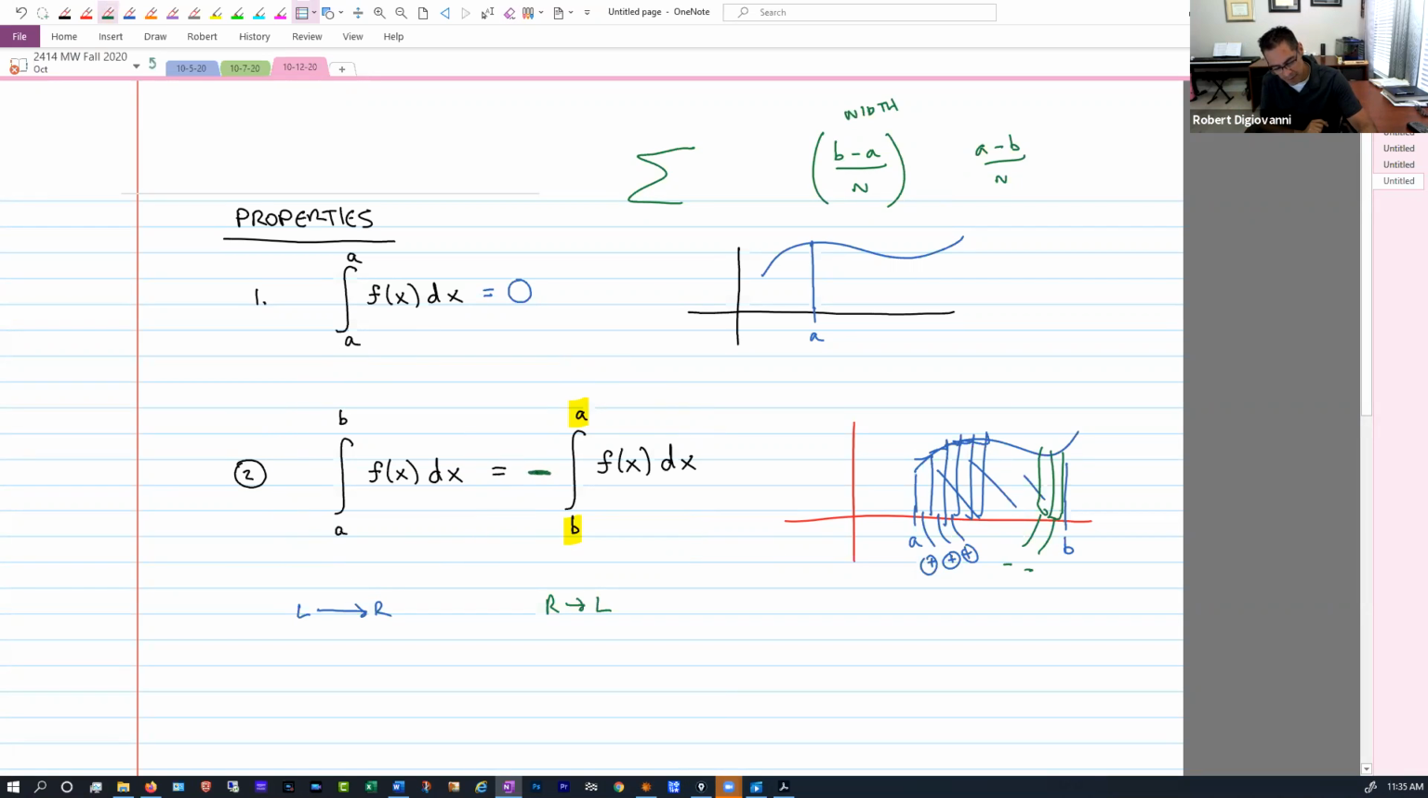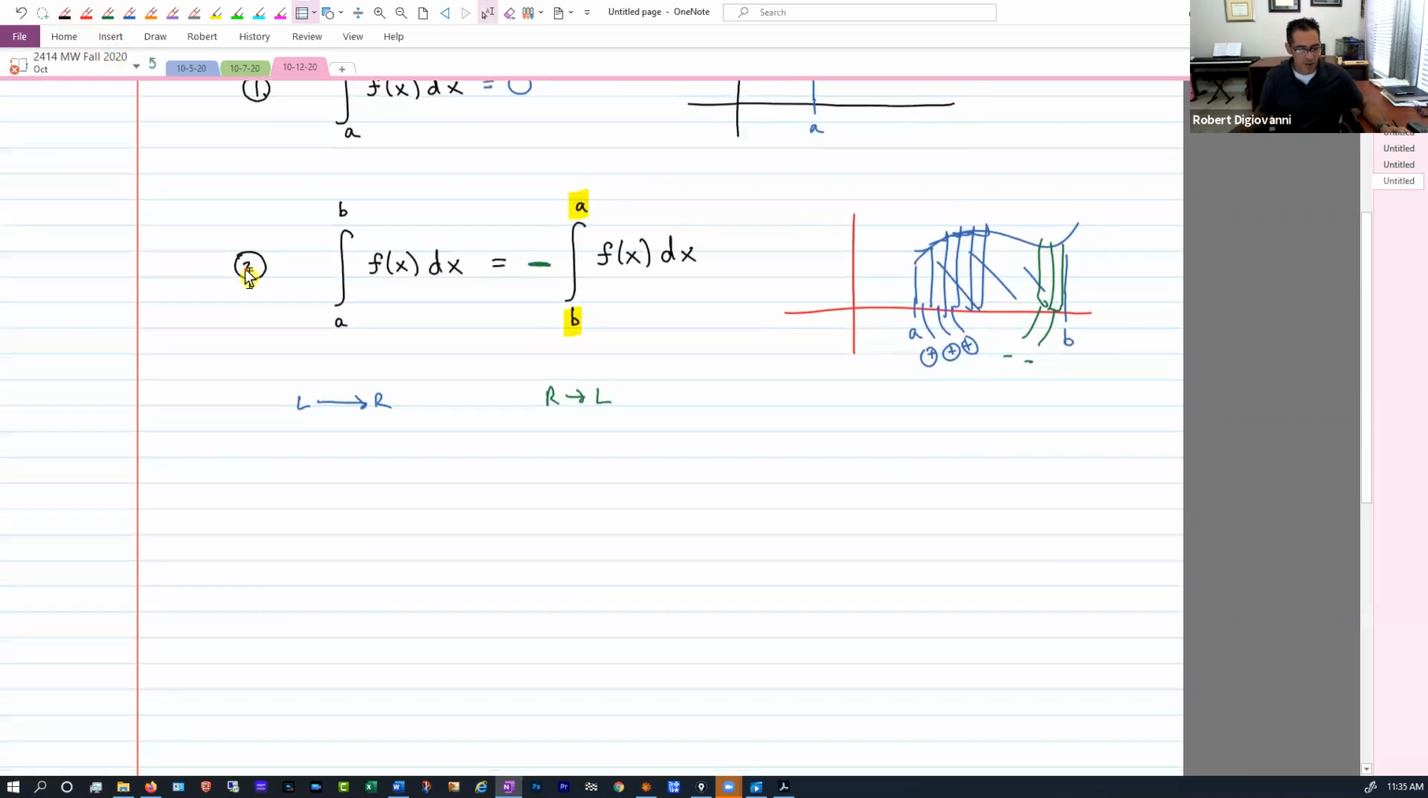This becomes negative. So the area from A to B underneath the function is equal to the opposite or negative of the integral from B to A. So if you switch the order of integration on an integral, all you have to do is put a negative sign out front. Okay, that's all this is saying. Switch the order of integration, then change the sign. Third one.